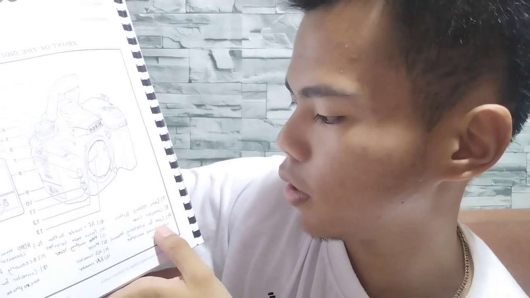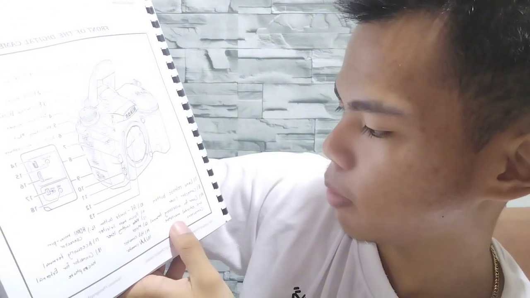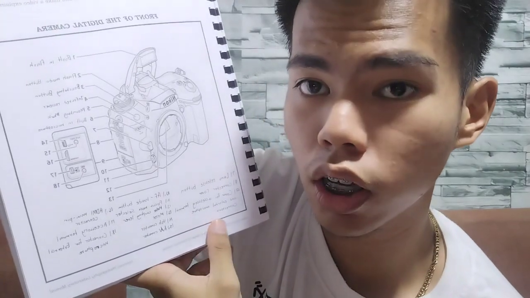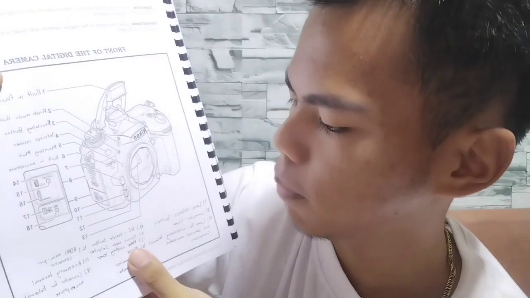So next is cover for AF mode button. Ano muna po pala? Cover for accessory terminal and external microphone connectors. So ports on the camera for attaching external microphones. So number 10 is AF mode button. So a button to select the autofocus mode for the camera.